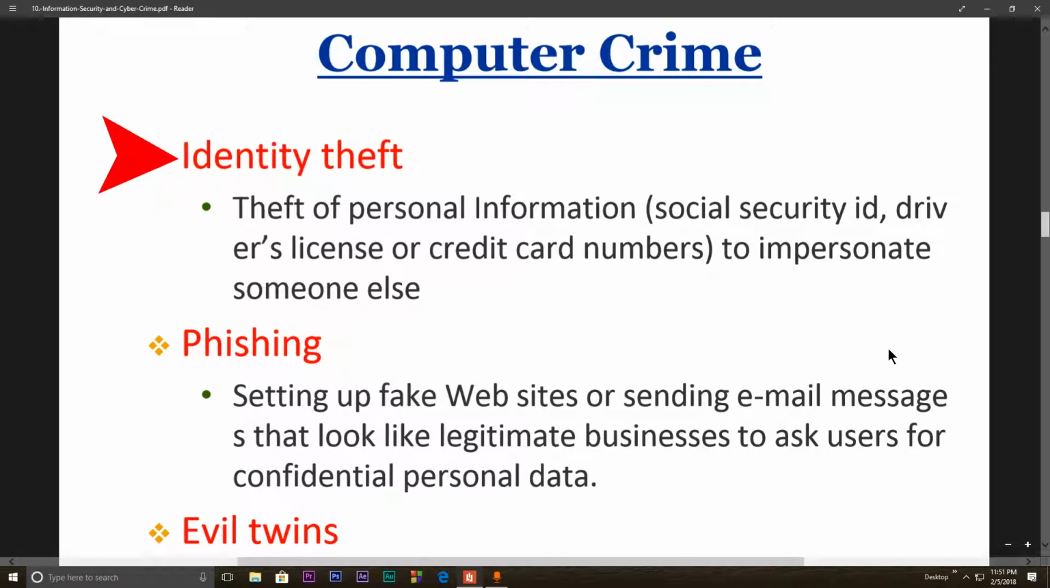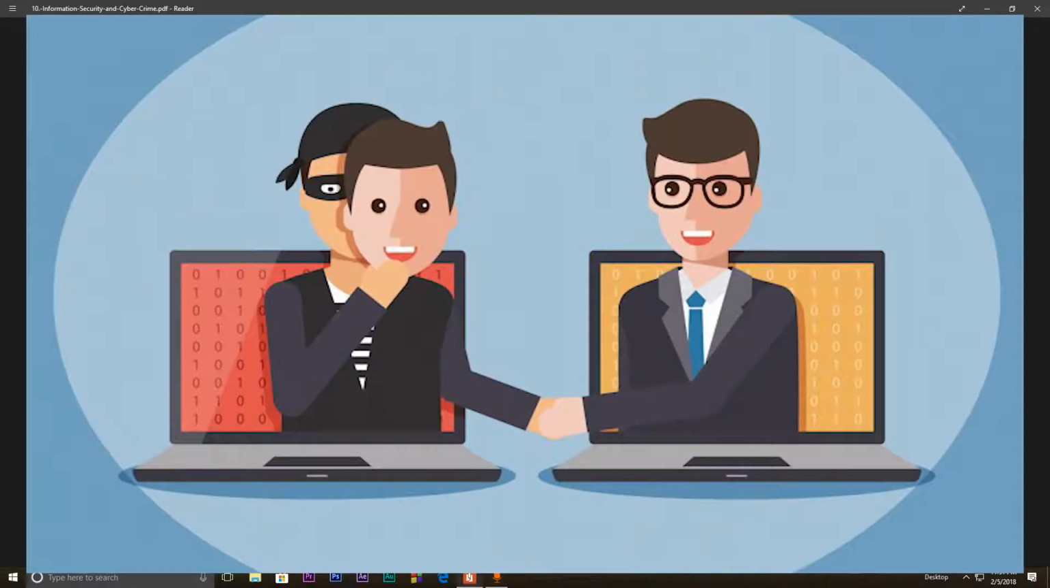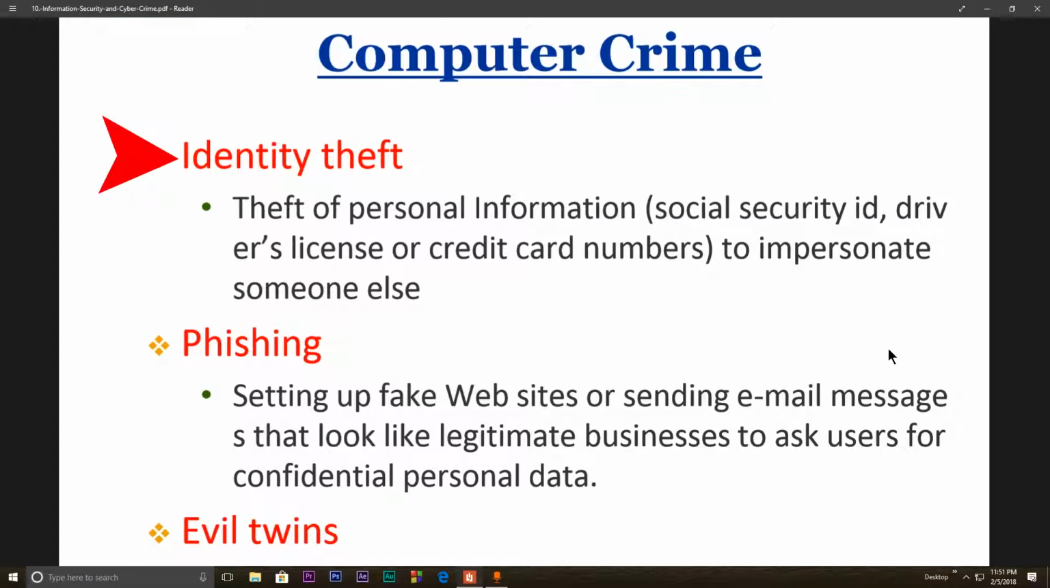Now let's talk about identity theft. The theft of personal information. It can be a social security ID, a driver's ID or license card, or your credit card numbers, which are really important to you guys, to impersonate someone else. So those are the things that are identity theft. Usually hackers or other unauthorized people do this kind of thing.